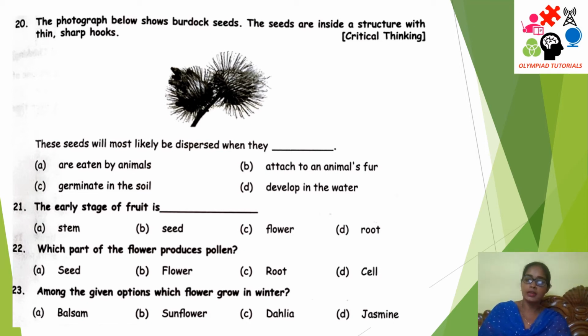So if you see the surface of these flowers, you can see it is a very rough kind of surface or thorny type of surface. So it will attach to the animal's fur or the animal's skin, okay, and then from one place to another place it will get dispersed.